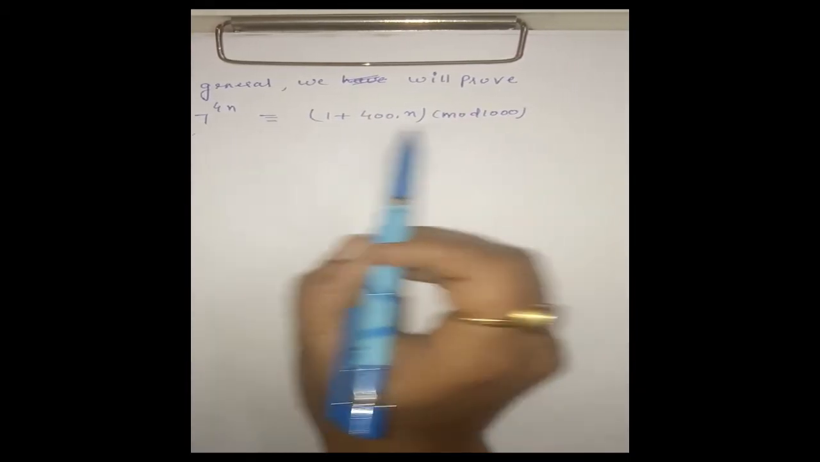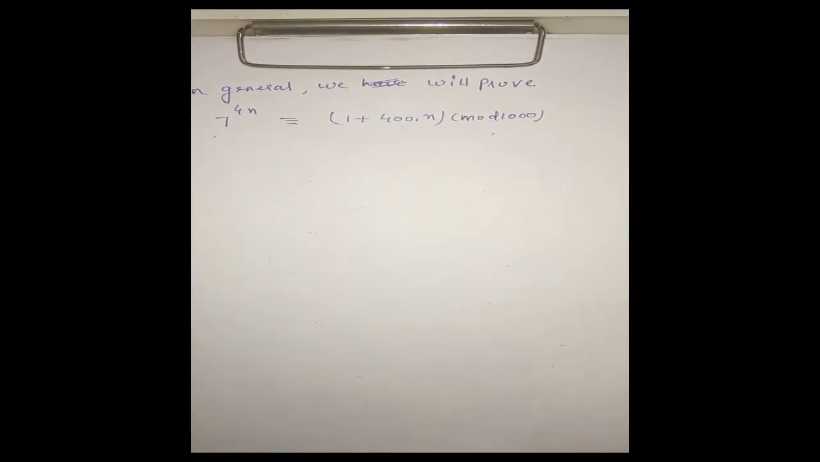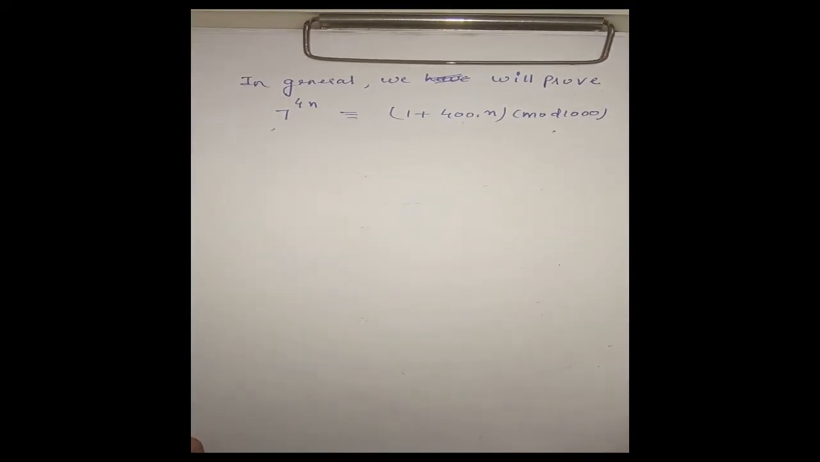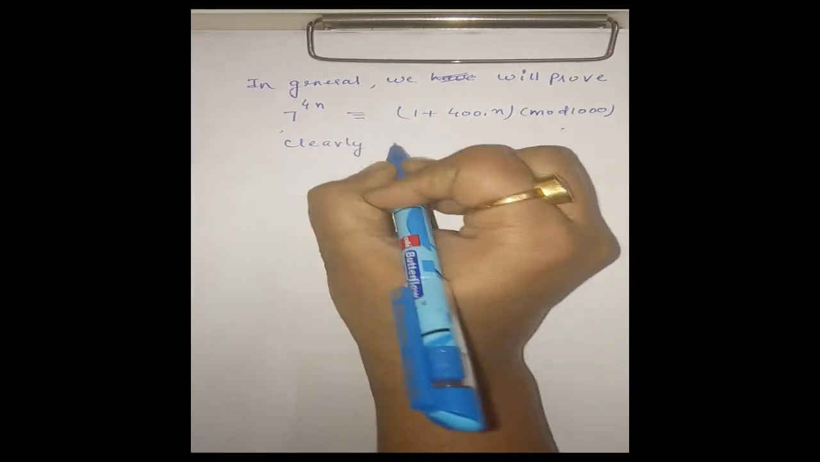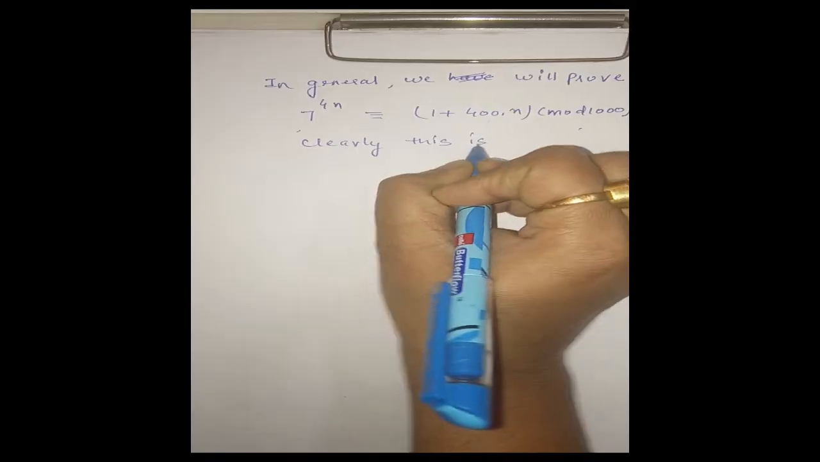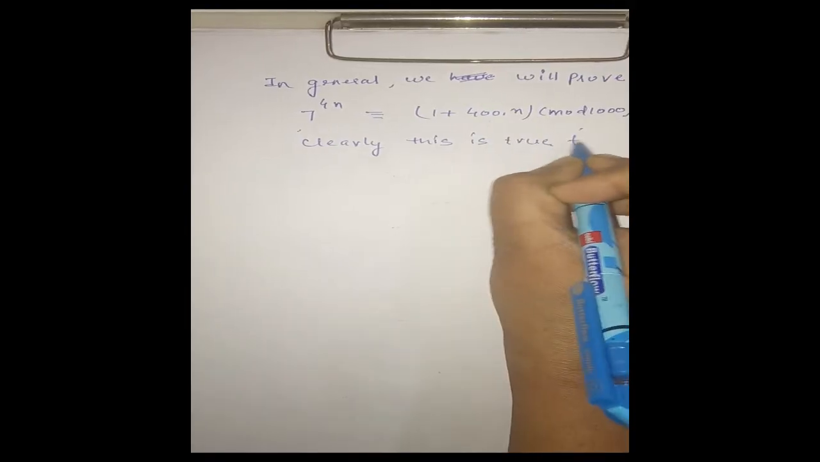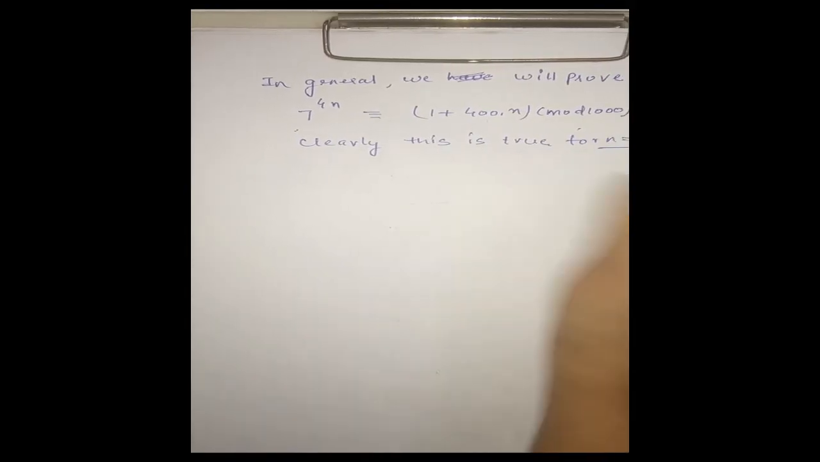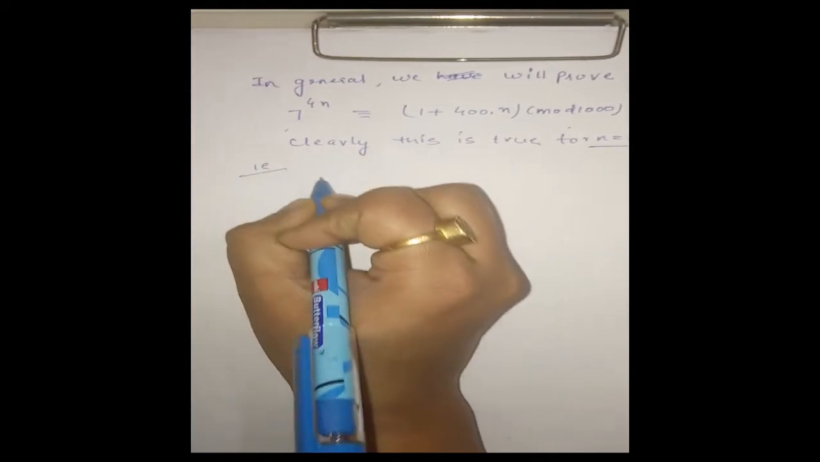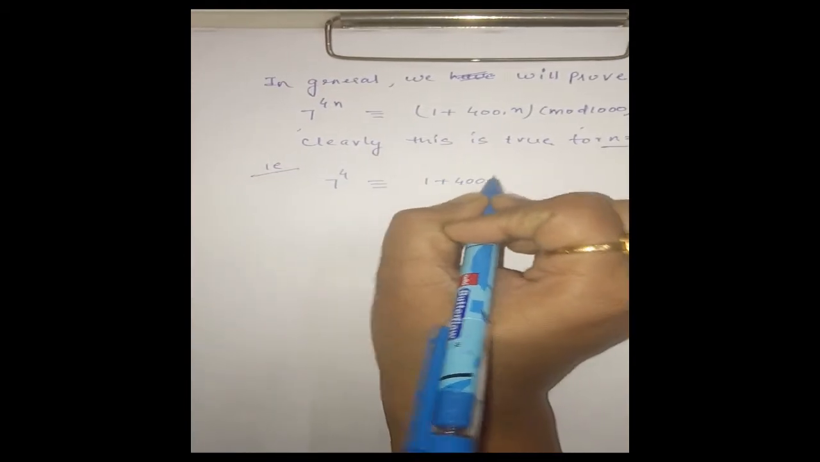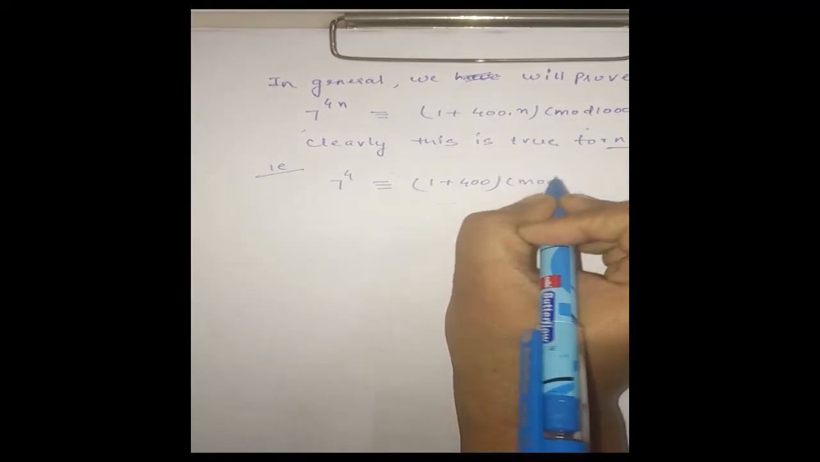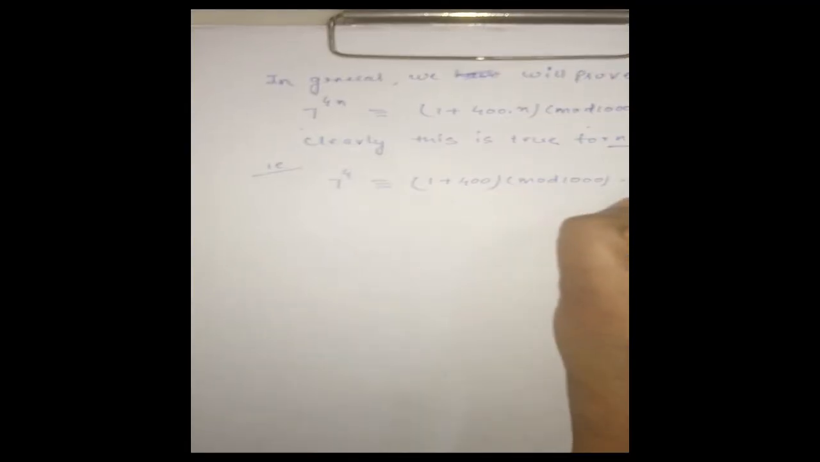Okay, now we will prove this general form. We will prove this by mathematical induction. Now clearly this is true for n is equal to 1, that is 7 power 4 is congruent to 1 plus 400 modulo 1000. Mark this as equation number 1.